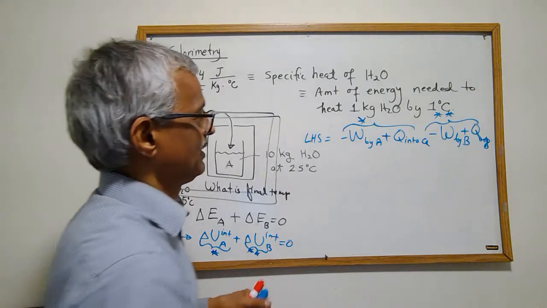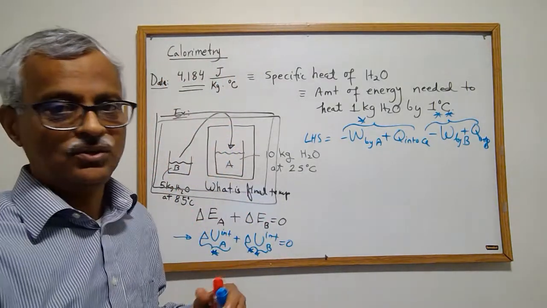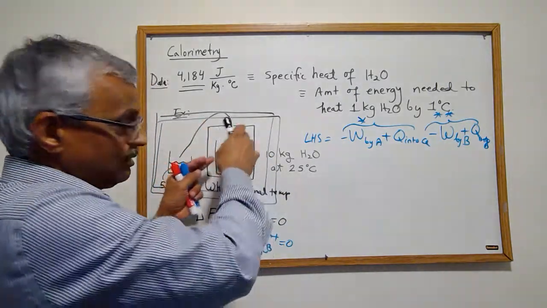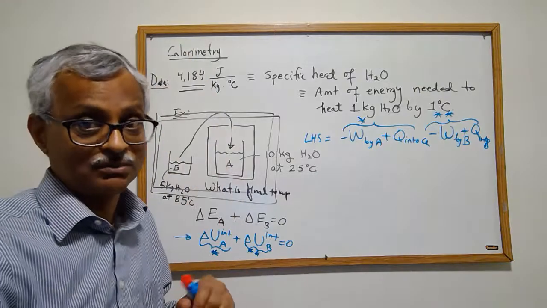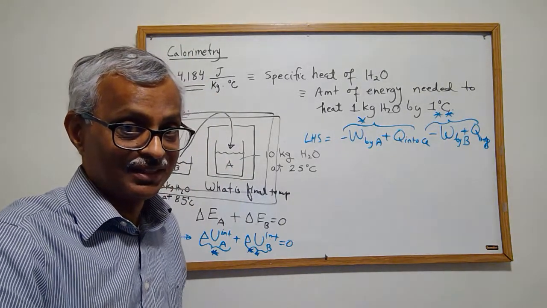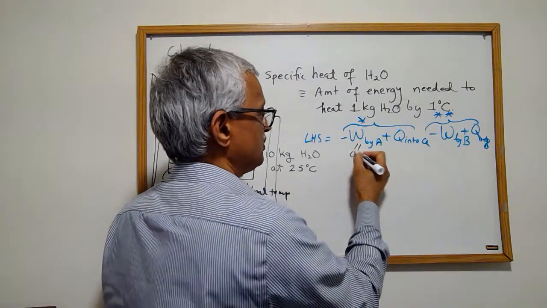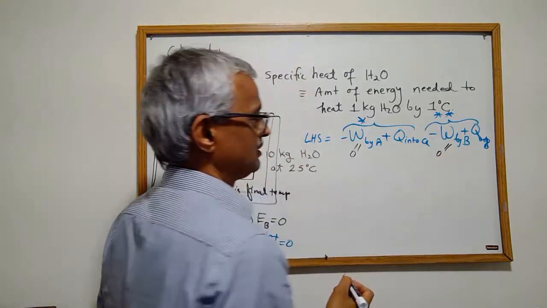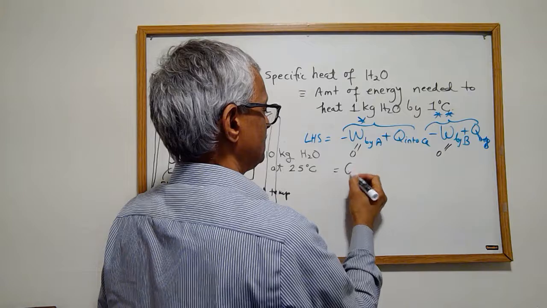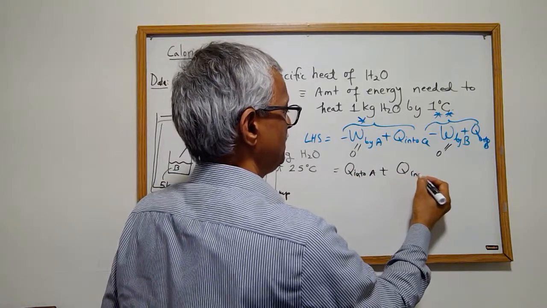We are assuming that the volume of A by itself didn't expand. Of course, when the water came in, the total volume is A plus B, but the volume of A itself did not change, so we will just assume that. So this is equal to 0, this is equal to 0. So Q into A plus Q into B.